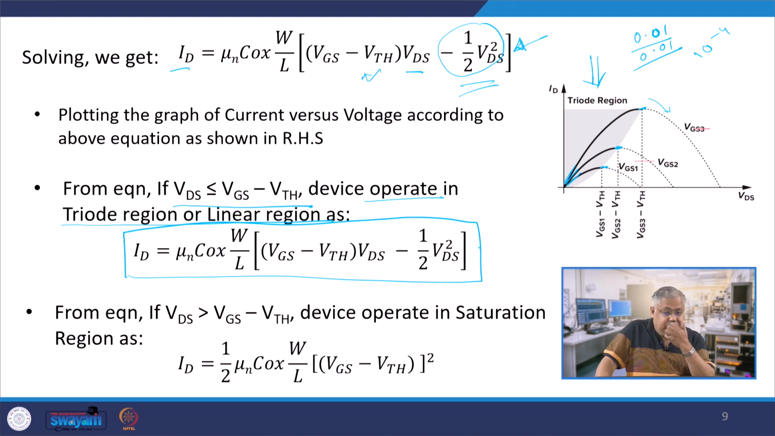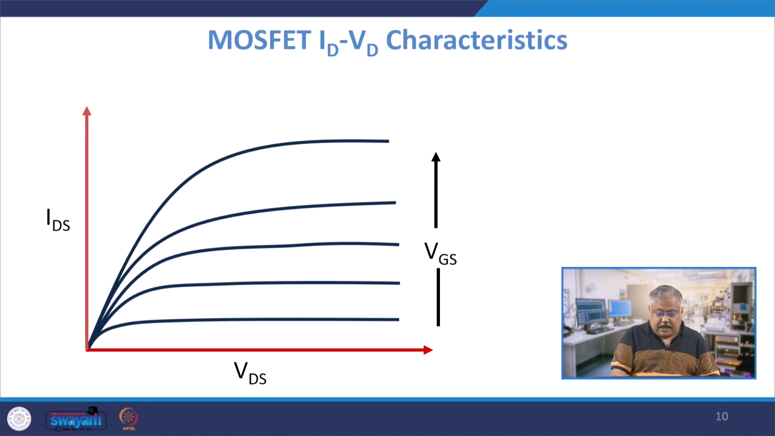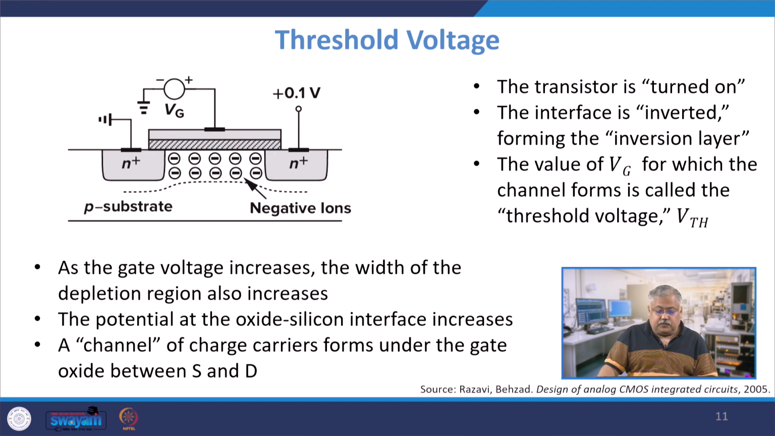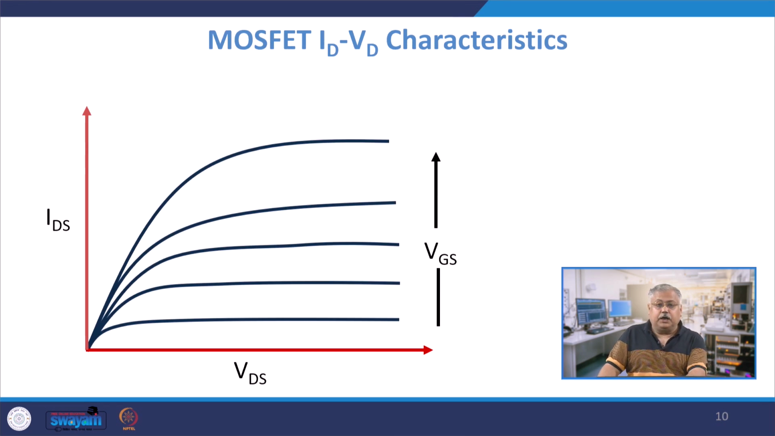But in saturation, when Vds exceeds Vgs minus Vth, when the drain to source voltage exceeds the overdrive voltage, then we say that ID becomes equal to 1 by 2 into mu n C oxide W by L into (Vgs minus Vth) square. Now, you see quite interestingly there is no Vds term in this expression. That means the current is almost independent of the drain to source voltage, and that is what is drawn here. You see, they are perfectly parallel to the Vds axis.